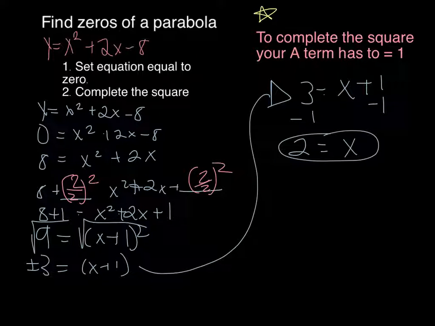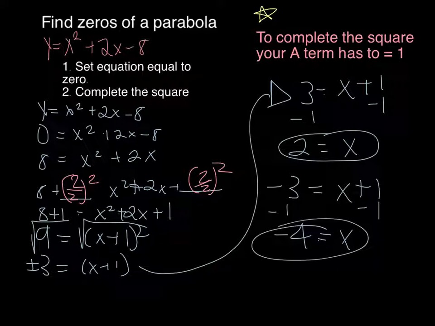So that's one answer. We could also have negative 3 equals x plus 1. What you want to do now is the same thing, subtract 1 from each side, and get negative 4 equals x. These are our zeros.